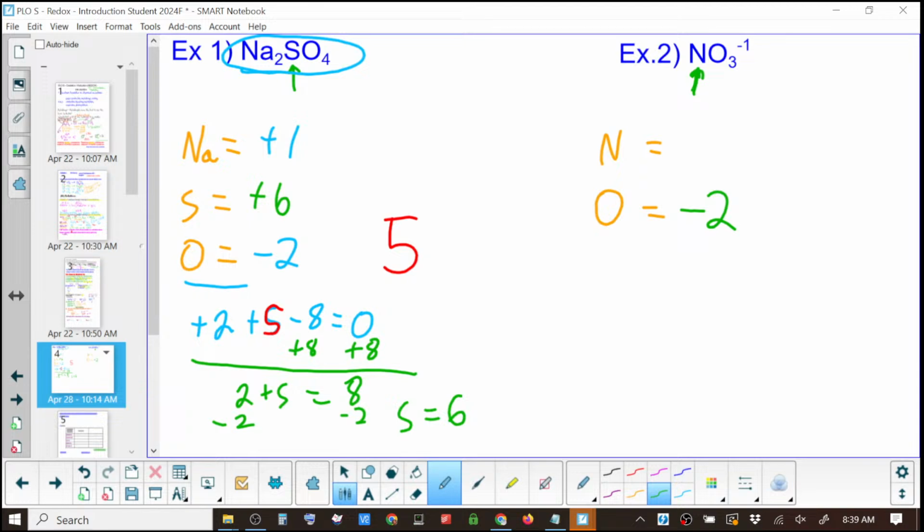What is nitrogen in this case? It's 5. How do you know? Because I know oxygen is -2, and there's 3 oxygens, so that times 3 is -6. And because you have -1, it's +5.